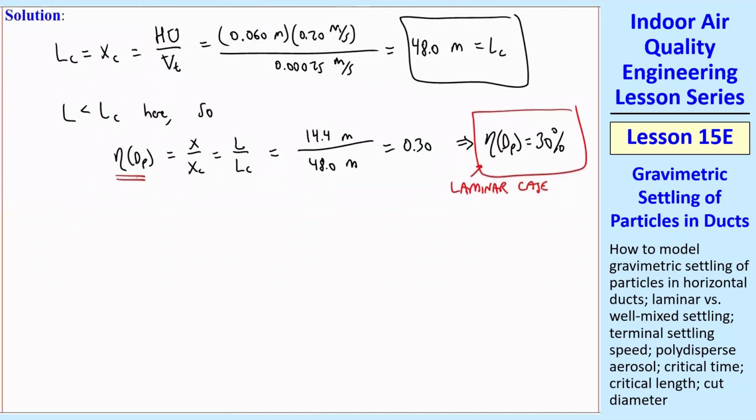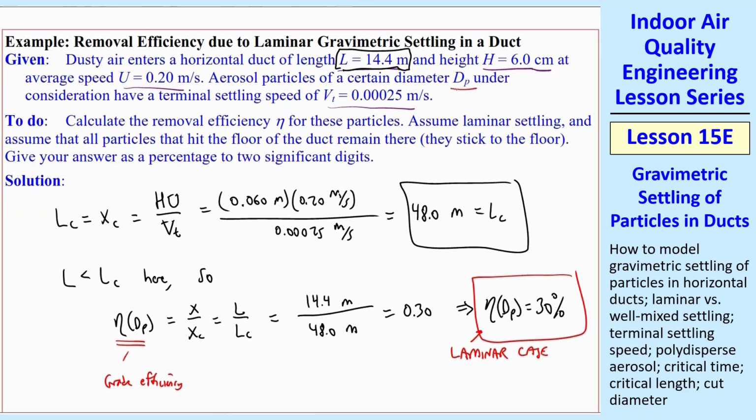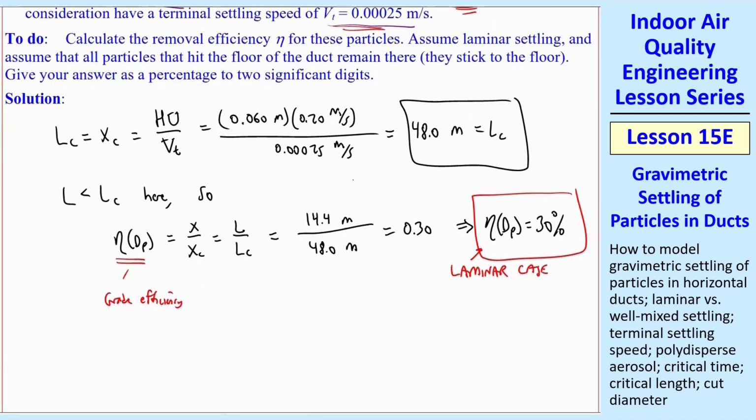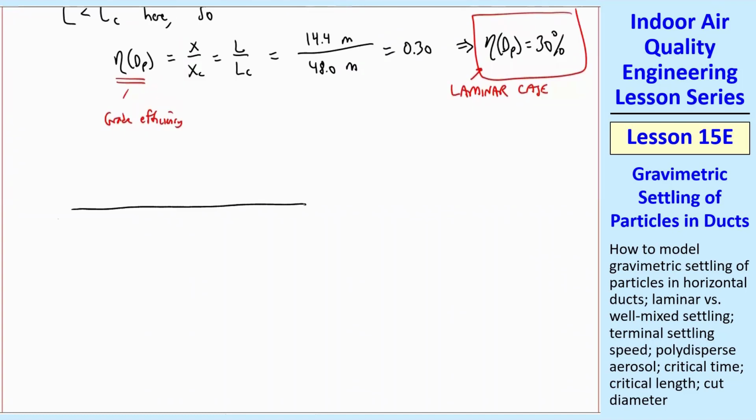Now remember, this grade efficiency is eta as a function of dp. If we repeat this analysis for different particle diameters, you'd get a different Vt. You'd have to know the density and the temperature and pressure, of course, as well as the diameter to get Vt, but you know how to do that. So let's imagine doing this for several different values of dp. Let's consider our duct.